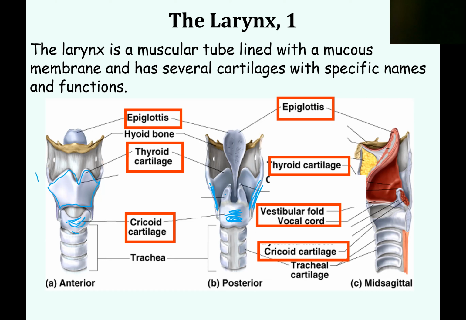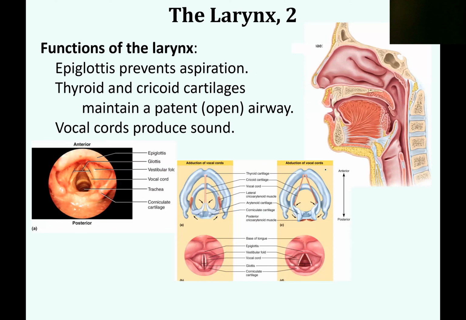In addition to those, you have what they call the minor cartilages. And so that's this line pointing to this cartilage and this one up here. That's the arytenoid and corniculate cartilages. Okay, so specific functions. The epiglottis is going to prevent aspiration, so it keeps solid materials out of the lower respiratory tract.